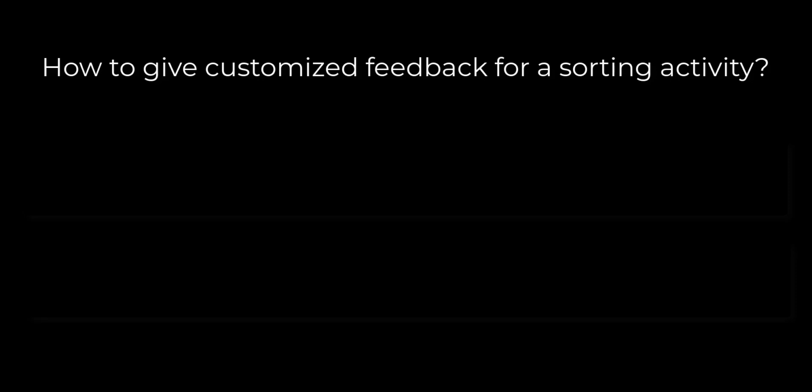Let's assume that you have the following business problem. You have a sorting activity and the order really matters. And you want to give customized feedback for the user depending on the order of the items. So not just correct, incorrect, and try again, but depending on what the order is of those items, you want to give customized feedback to them.